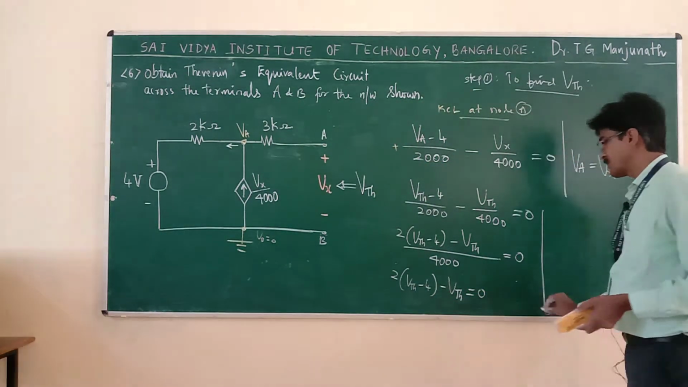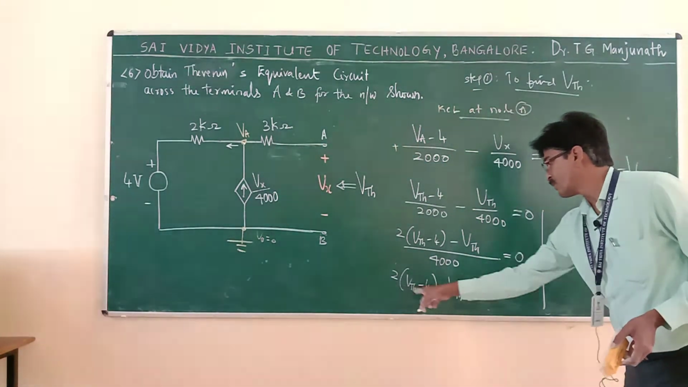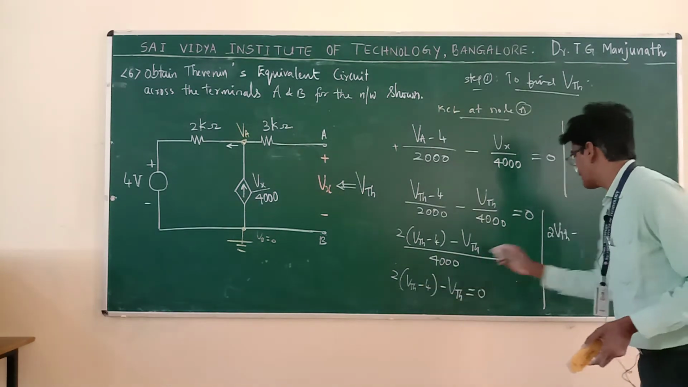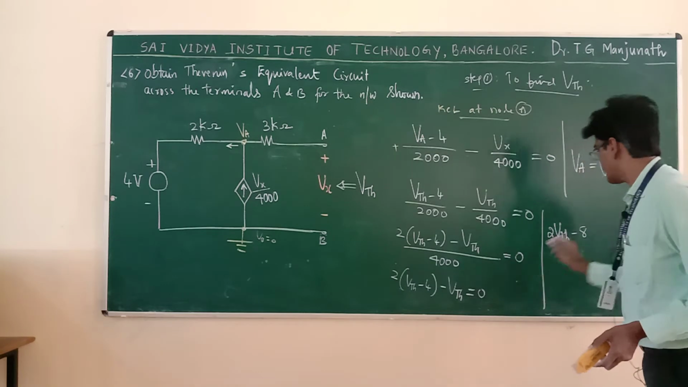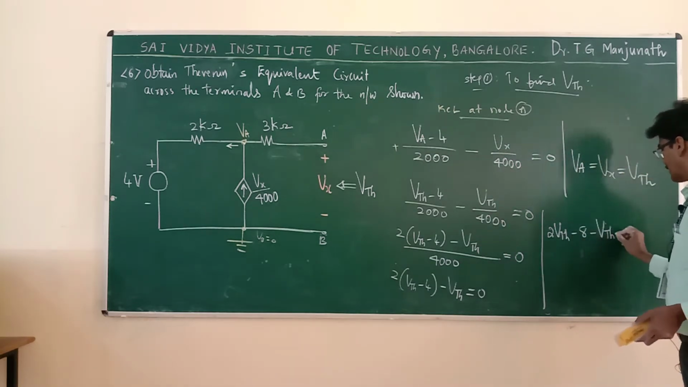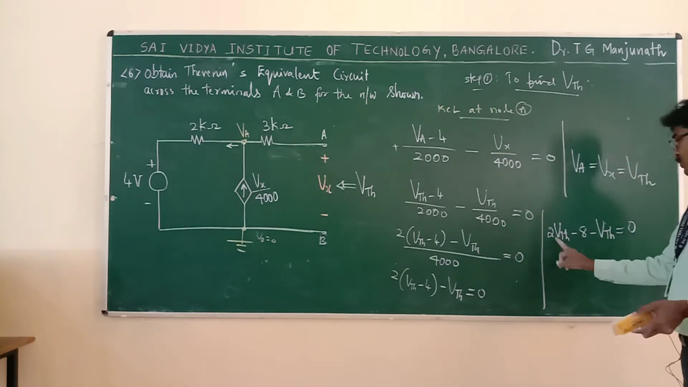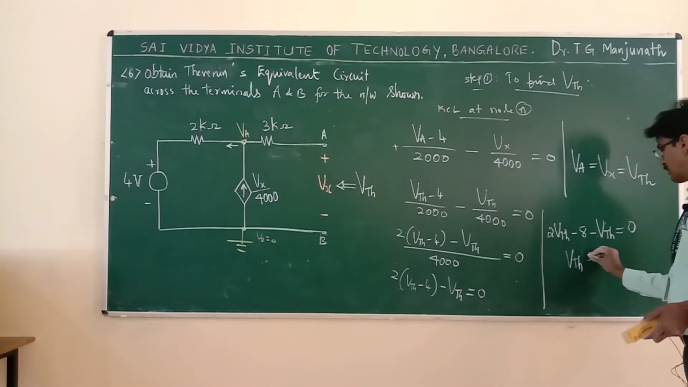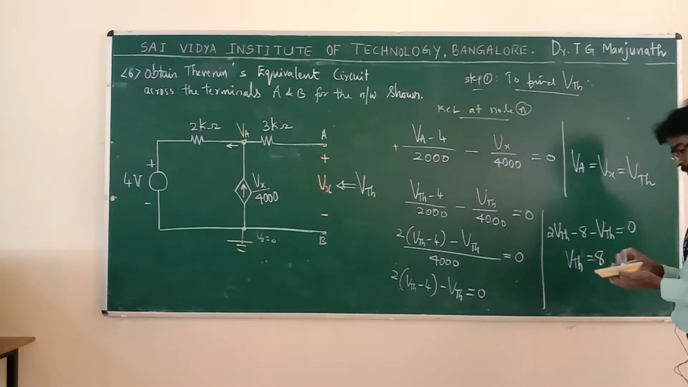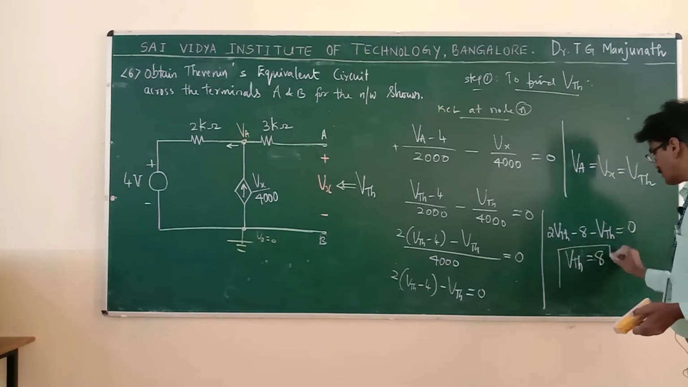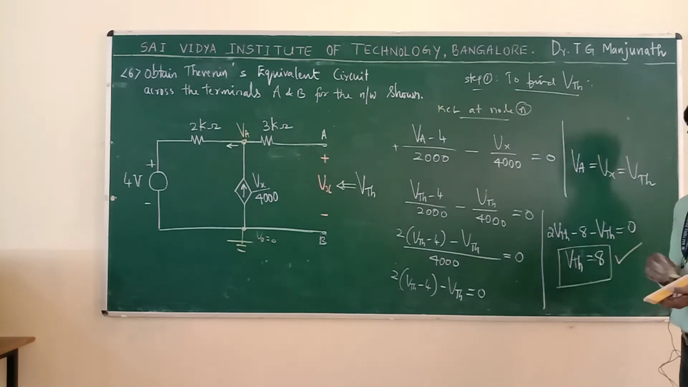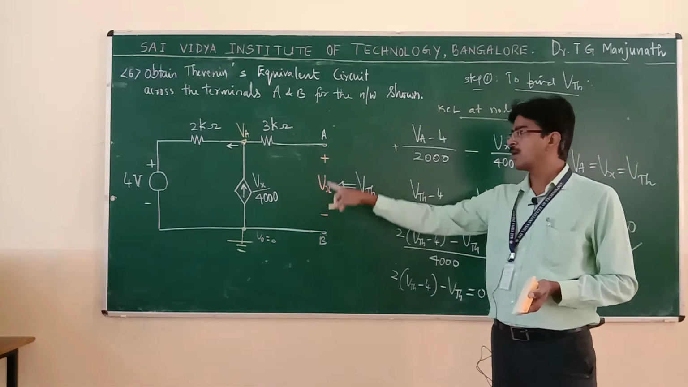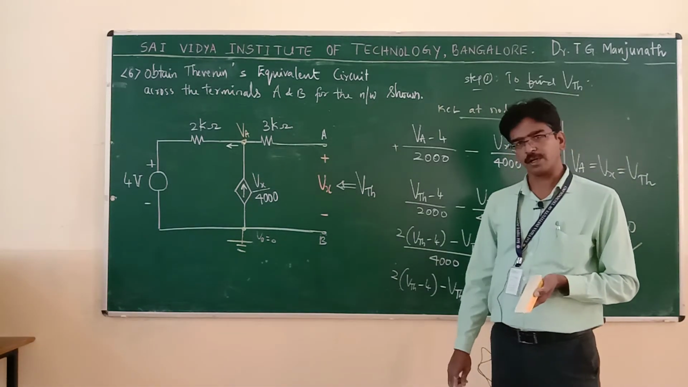Now let us simplify this. So 2 V Thevenin minus 8 minus V Thevenin is equal to 0. 2 V Thevenin minus V Thevenin is V Thevenin, which is equal to 8. Therefore, what is the open circuit voltage? It is equal to 8 volts. I think you have followed how to find the open circuit voltage.